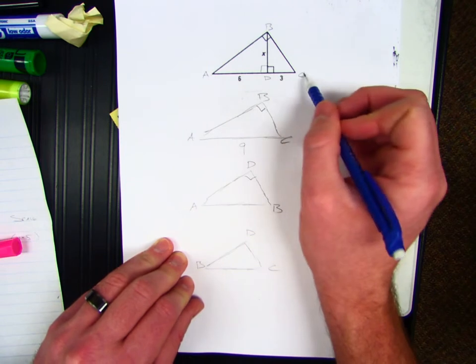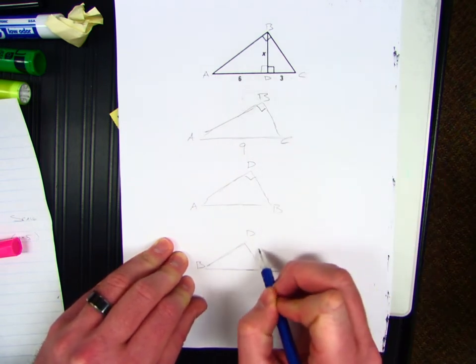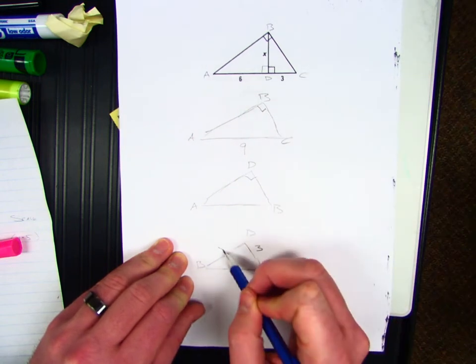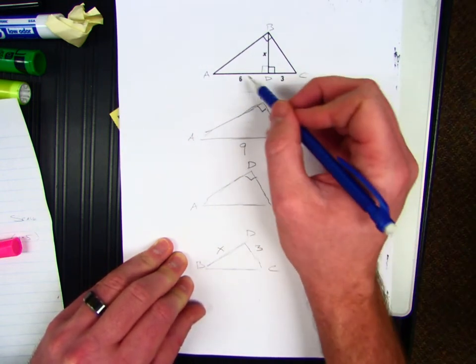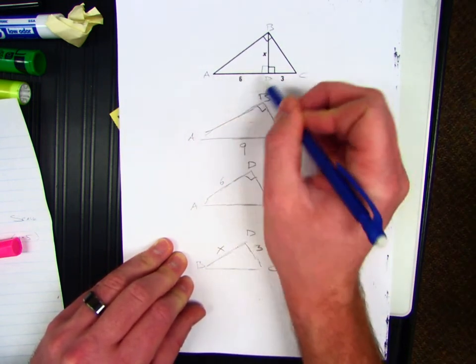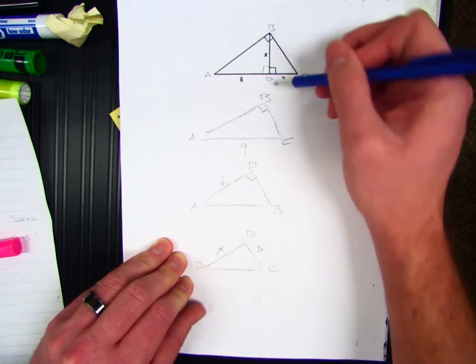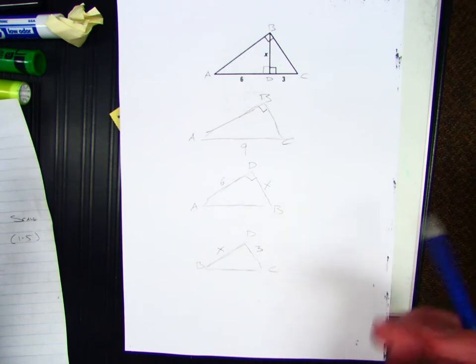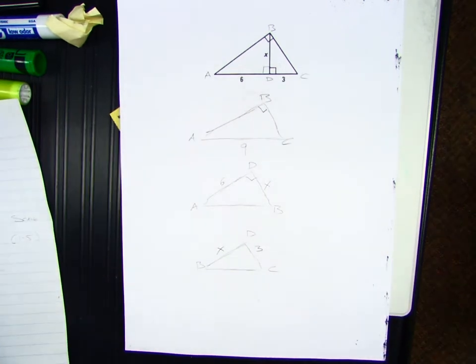And let's see, we know some side lengths here. DC is 3. BD is X, and I forgot to label it on my medium-sized triangle. We have that AD is 6 because it's shown right there, so I label it. And we have that BD is also X. Now, what we're going to find here is that these are 3 similar triangles.